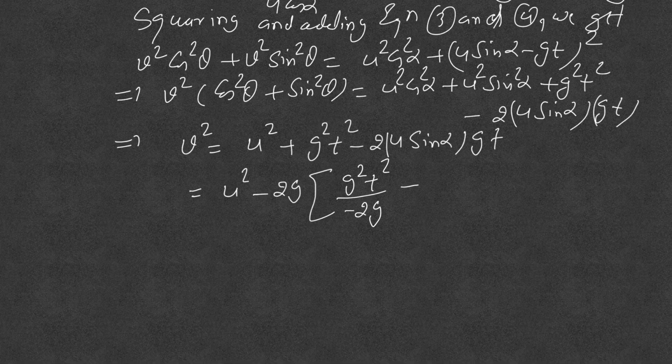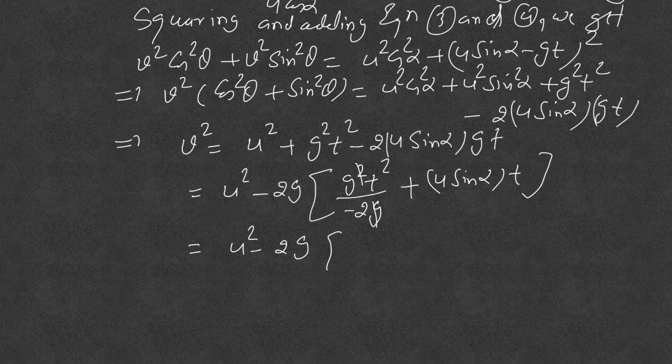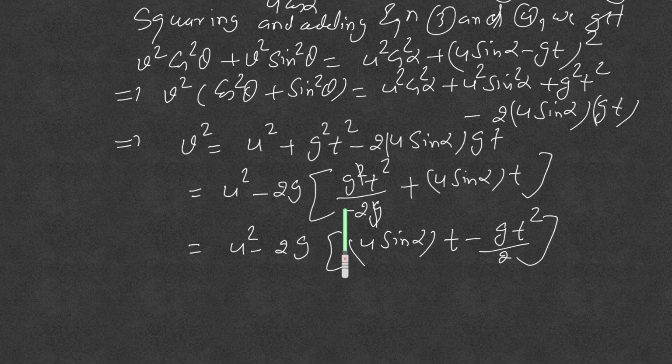It will be plus u sin alpha t. Fine. Here g to g will cancel out. This will be u square minus 2g. This will be u sin alpha t minus gt square by 2, because this here is minus, so here is minus gt square by 2.